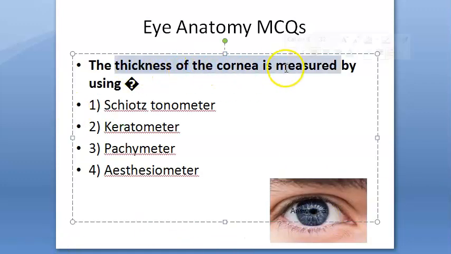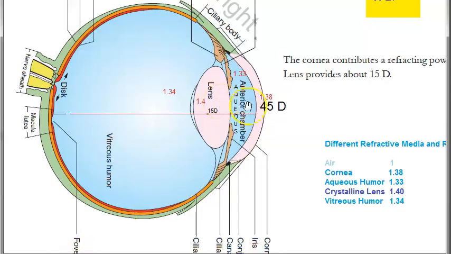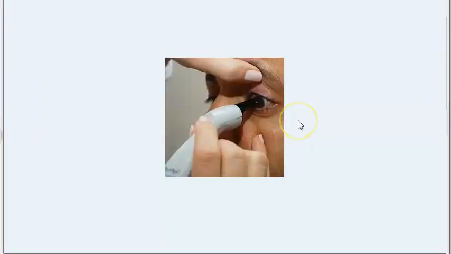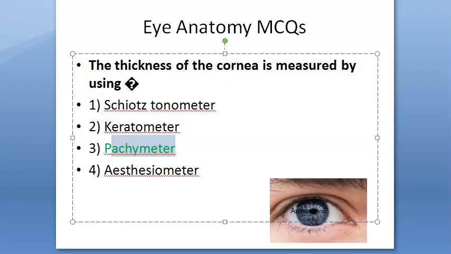Thickness of the cornea is measured using pachymeter. Okay, let's see pachymeter. So you will measure how thick the cornea is. So what is the cornea, you know, right? So this is the cornea. So they will measure its thickness using pachymeter. So some minimum amount of thickness should be there for doing these kind of laser surgeries, etc., which they do for all this LASIK refractive errors correction.